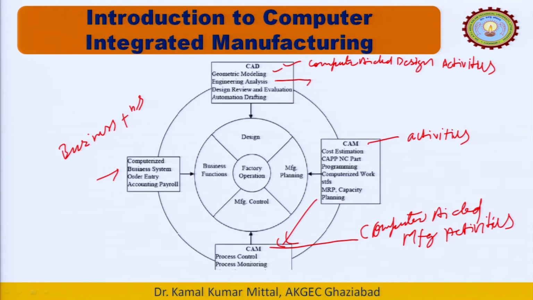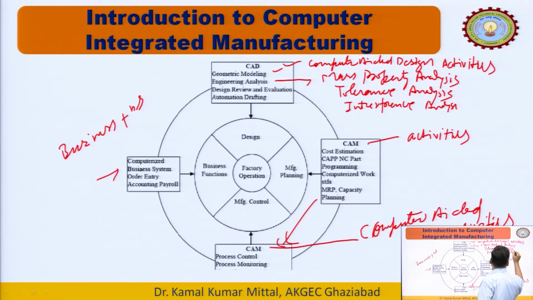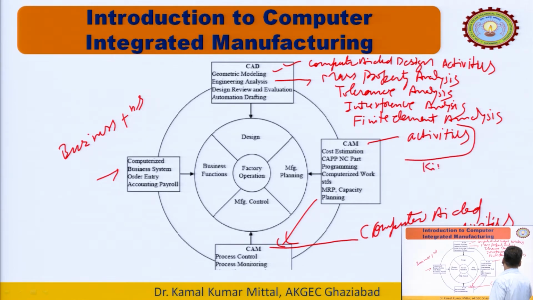So, in this there are different types of analysis, like mass property analysis, then tolerance analysis, then interference analysis, then finite element analysis, and one more is the kinematic and dynamic analysis. So, these are the different types of analysis that we can do in engineering analysis. These analyses we will discuss one by one in the coming slides.